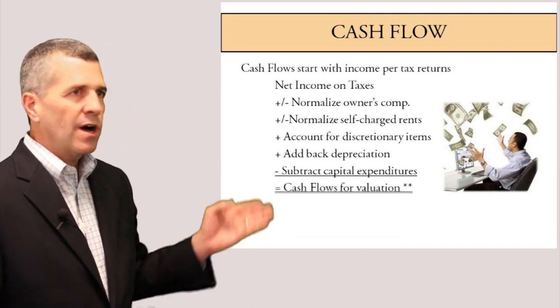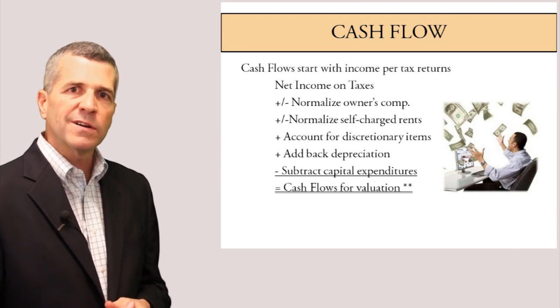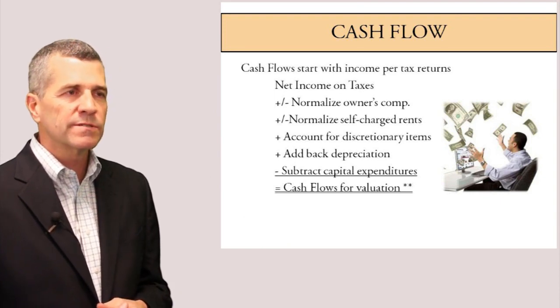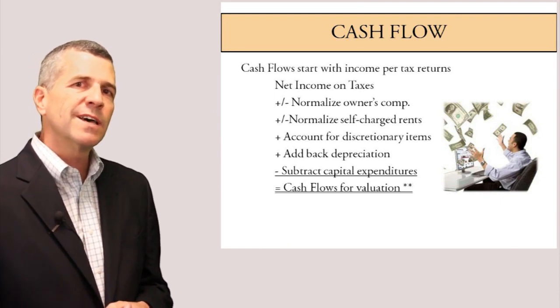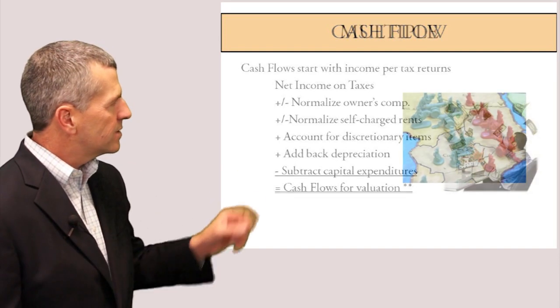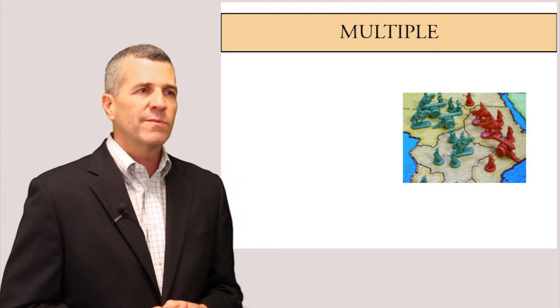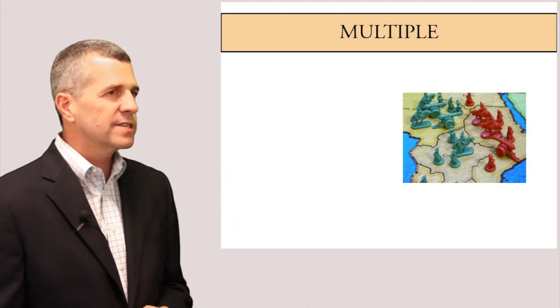Now you've got the most common items, and you should be able to get a ballpark on the cash flows for your business. So let's move on and look at the other item. Cash flow times multiple equals value. So the multiple is essentially the rate of return requirement, and it's developed from published market statistics.